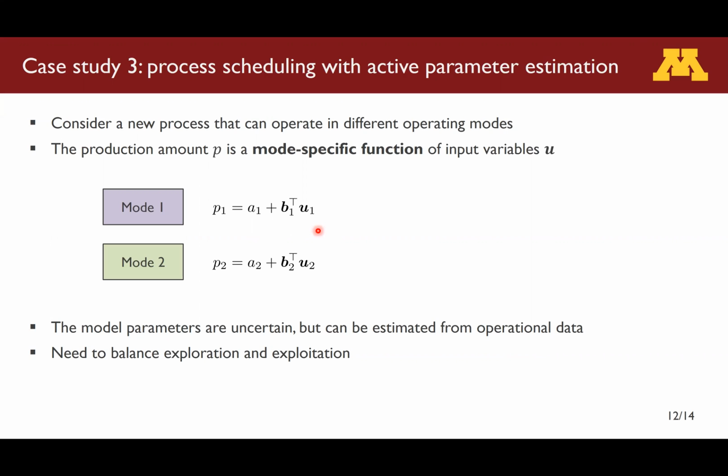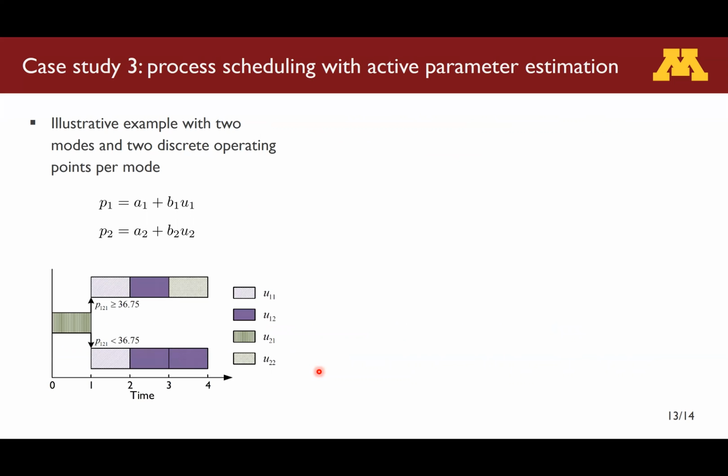For example, if u is an n-dimensional vector, then we only have to operate at n+1 different operating points to estimate A and B. But to do so, we have to operate in that mode. So this is really a classical problem of balancing exploration and exploitation. Here we just consider a small illustrative example with 2 operating modes and 2 discrete operating points per mode. There's only 1 input for each mode, so only 2 unknown parameters in each model.